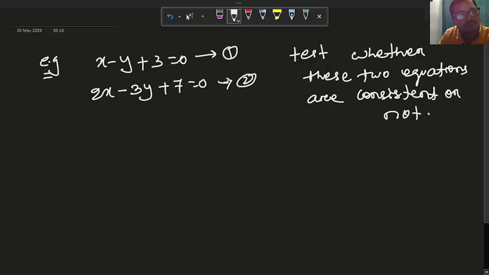So first we have to find a1 by a2. Here a1 is 1 and a2 is 2. So a1 by a2 is 1 by 2.